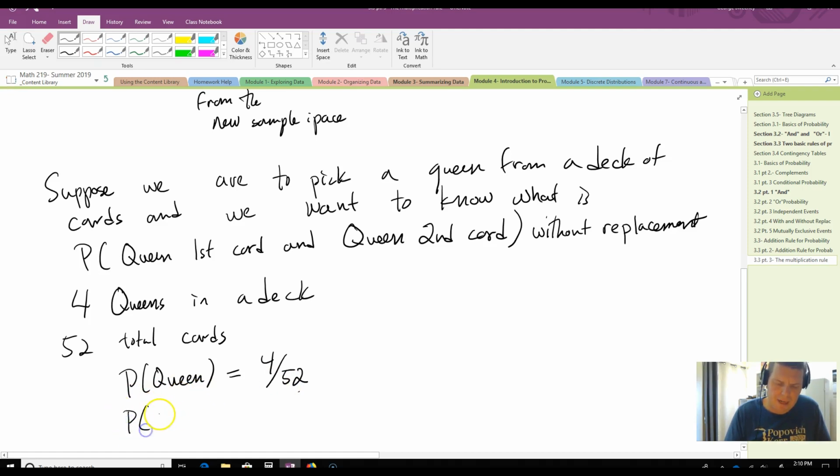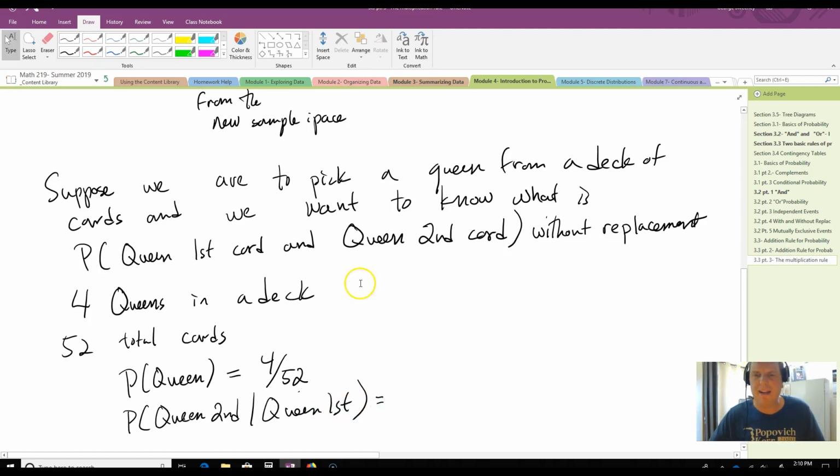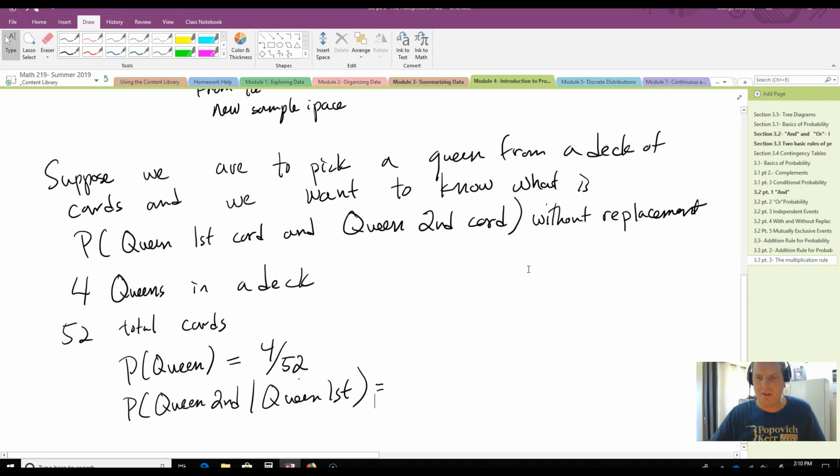Now the probability of picking a queen second, given that we first picked a queen. So what we did there was we picked a queen from the deck, and then we took the queen out. Okay, so now we no longer have that value inside of the deck.